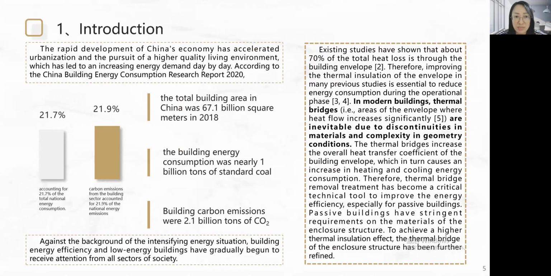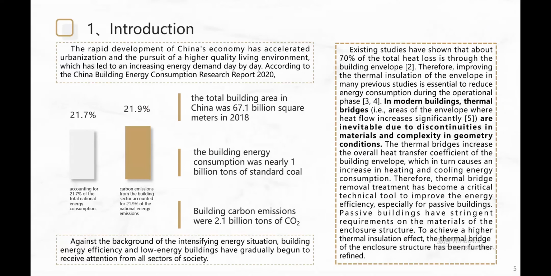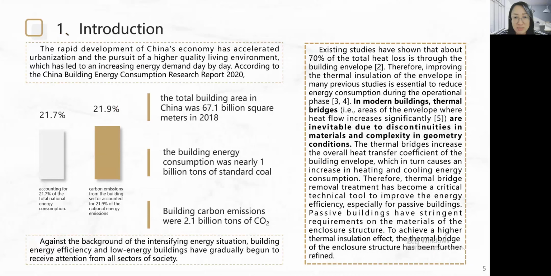According to the China Building Energy Consumption Research Report 2020, the total building area in China was 67.1 billion square meters in 2018. The building energy consumption was nearly 1 billion tons of standard coal. Building carbon emissions were 2.1 billion tons of carbon dioxide. Against the background of the intensifying energy situation, building energy efficiency and low energy buildings have gradually begun to receive attention from all sectors of society.